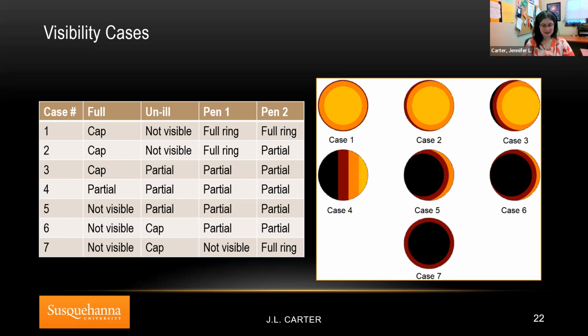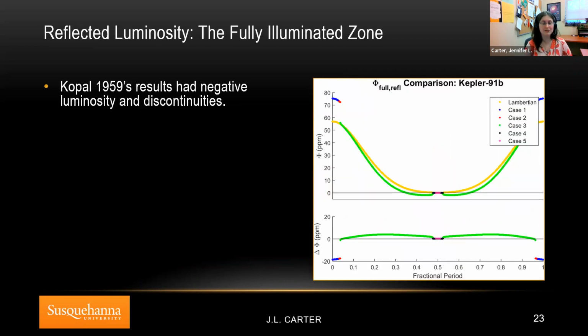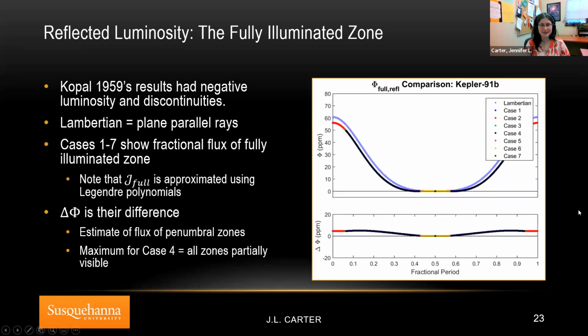Now, let's get to the exciting part and look at results for the fully illuminated zone. I mentioned previously this work had been done for eclipsing binary stars. If you naively try to apply this to exoplanets, you get things like negative luminosity and discontinuities when we look at fractional flux versus time. This has been fixed by my previous work.